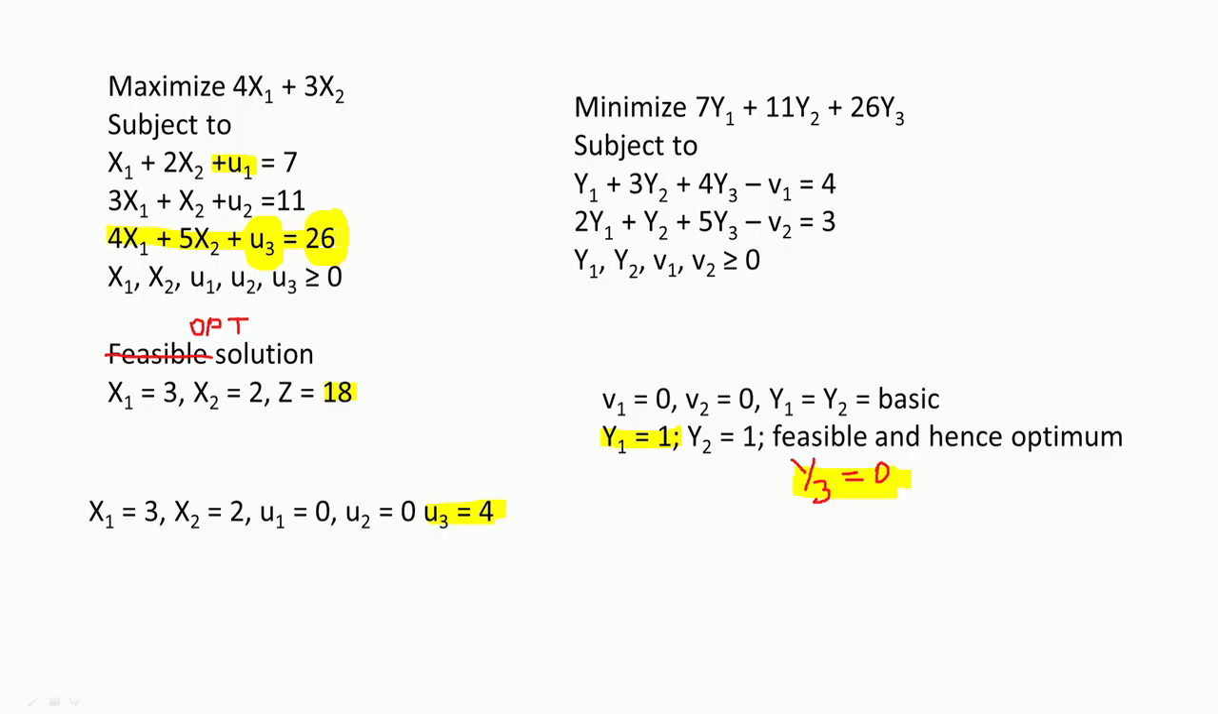So, when a resource is utilized fully, slack is 0, the dual has a value. When the resource is not utilized fully, the slack is positive and the dual will not have a marginal value at the optimum. So, this is called economic interpretation of the dual.